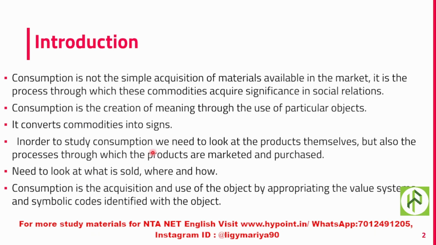In order to study consumption, we need to look at the products themselves, but also the processes through which the products are marketed and purchased. We need to look at the products and, along with that, at the ways in which marketing and purchasing of the products are carried out. We also need to look at what is sold, where and how. In order to understand the signification associated with each commodity, we need to understand what is sold, where it is sold, and also how it is sold.